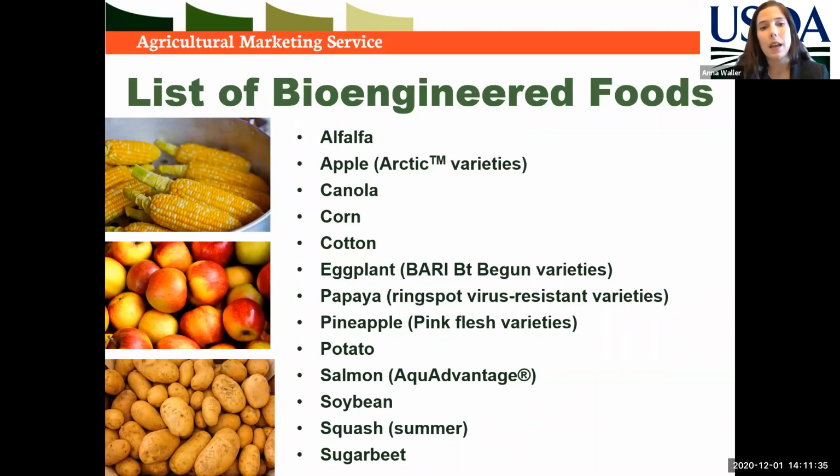Where feasible, AMS has included the specific variety of a crop or food to make compliance and record keeping easier. Where only one company is making a bioengineered version of a food, AMS has included the trade name on the list. This list will be reviewed on an annual basis and, if necessary, updated through notice and comment rulemaking.